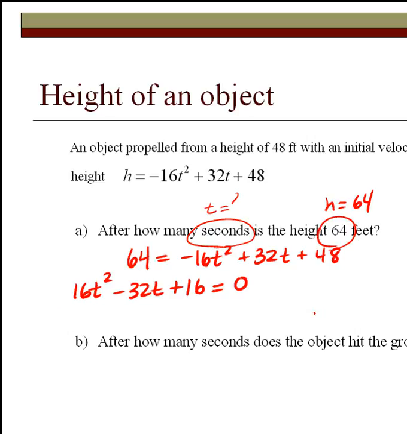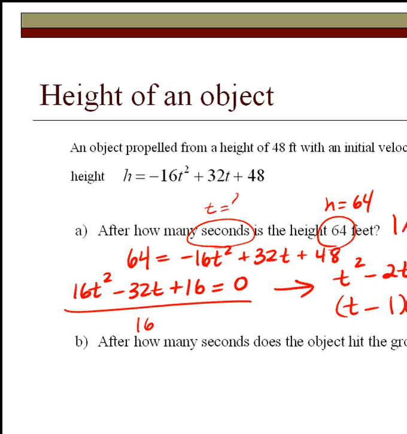Well, these numbers are quite large, so you may notice that 16 divides evenly into everything. So if we divide all of those by 16, we actually get t squared minus 2t plus 1 is equal to 0. And if we factor that, we'd have t and t. The factors of 1 whose sum is 2 is 1 and 1, both signs being negative. So since those are the same factor, we get just a repeated solution of t minus 1 is equal to 0, or t is equal to 1. So that tells us in 1 second, the height of the object is going to be 64 feet.